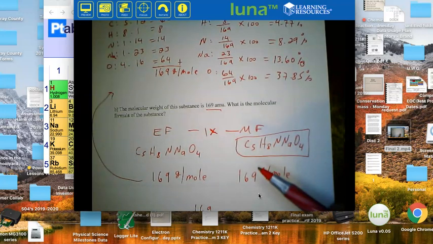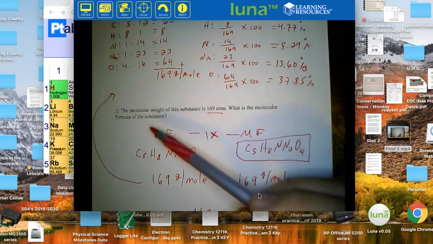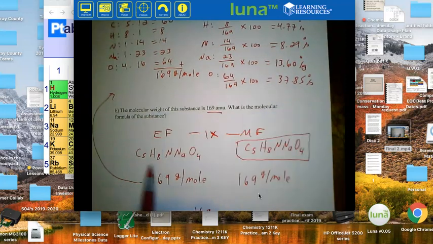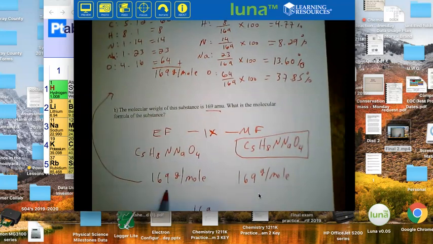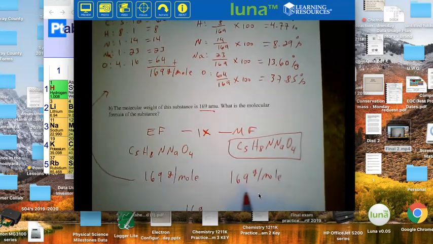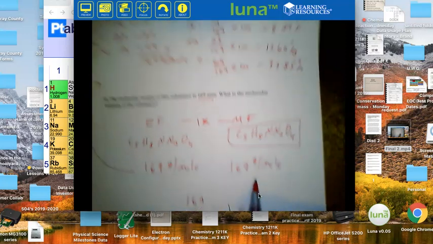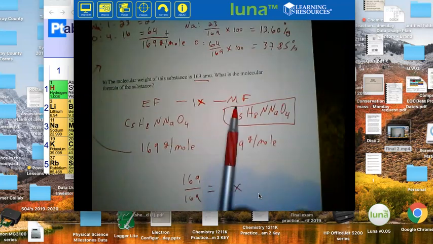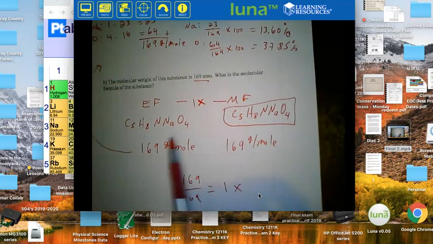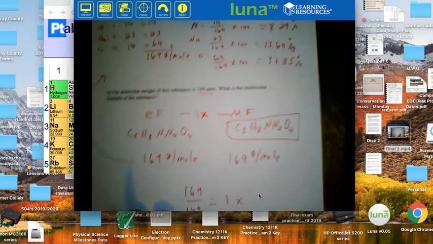it's asking me to find the molecular formula. It told me the molecular weight of the molecular formula is 169. So they gave me the empirical formula in the previous problem. I calculated that its molar mass was 169, and they're telling me the molar mass of the molecular formula is also 169. So 169 over itself is 1. So the empirical formula and the molecular formula differ by a factor of 1. So basically it's the same formula. That's your answer there for number 4.